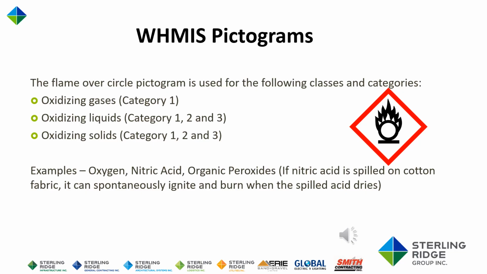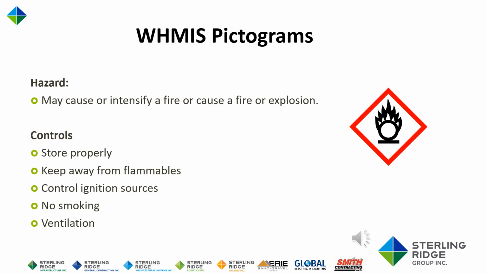The flame over circle pictogram is used for the following classes and categories: oxidizing gases, Category 1. Oxidizing liquids, Category 1, 2, and 3. Oxidizing solids, Category 1, 2, and 3. Examples: oxygen, nitric acid, organic peroxides. If nitric acid is spilled on cotton fabric, it can spontaneously ignite and burn when the spilled acid dries. Hazard: may cause or intensify a fire or cause a fire or explosion. Controls: store properly. Keep away from flammables. Control ignition sources. No smoking.